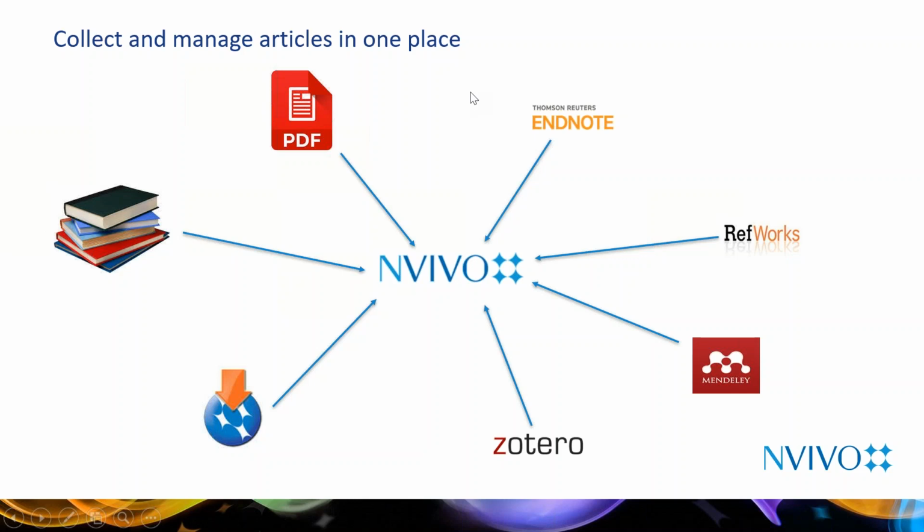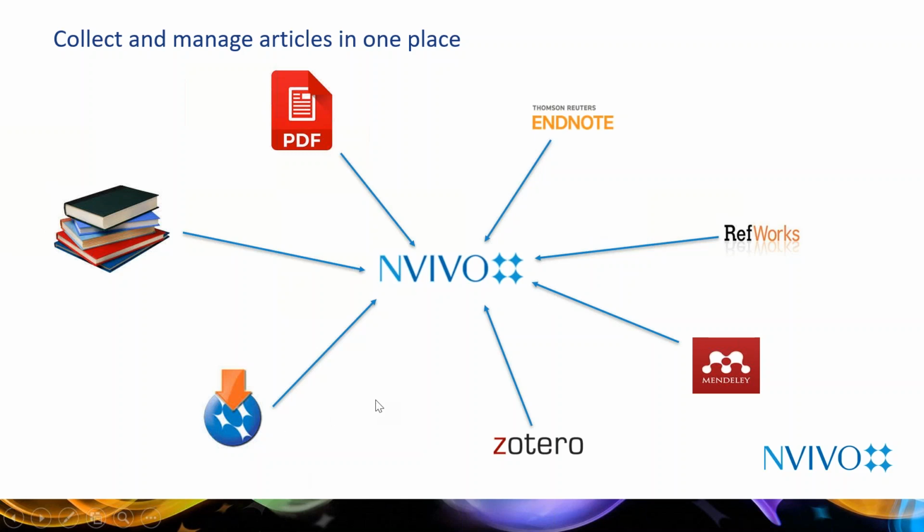So with NVivo, you can collect and manage your articles in a few different ways. If you have an article that's a PDF, you just import it. But if you're using bibliographical software, you can also import the information about the article, so the date of publication, the author, all that stuff, and also the abstract. But you can also import the actual article to read and code on.